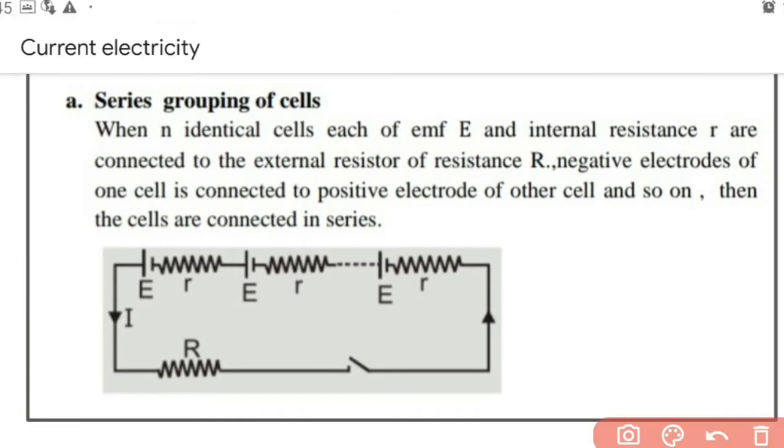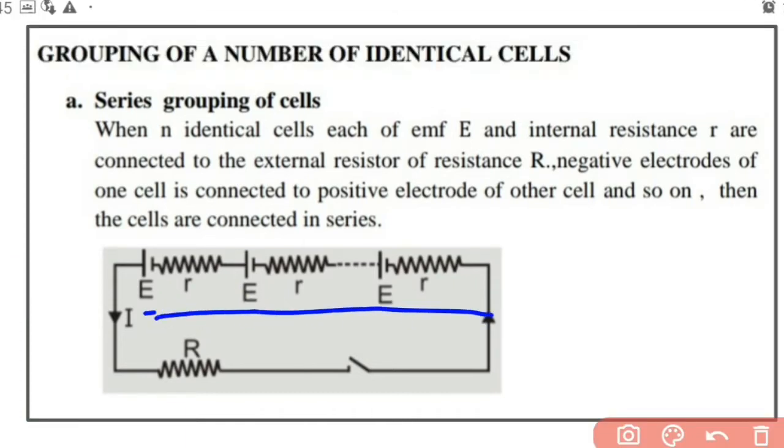So as shown in the figure, this is what we mean by grouping of identical cells. In such a case, what about the total EMF, what about the total internal resistance, and what about the current flowing in the circuit? The series combination of n cells is connected to an external resistance R. So here if n identical cells are connected in series, the total EMF will be what?